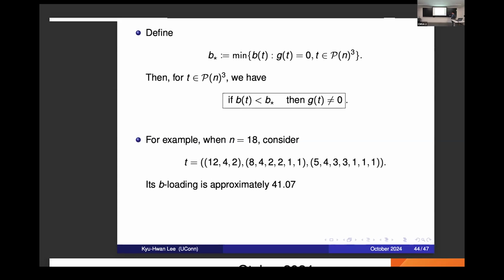And the B loading of this triple is 41.07. And what's the value of B star? Of course, I could not calculate it theoretically, but empirically it's around 44.818. And it is smaller than B star. So we immediately conclude that the Kronecker coefficient is non-zero.